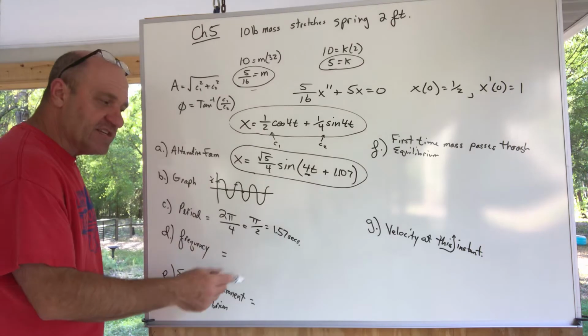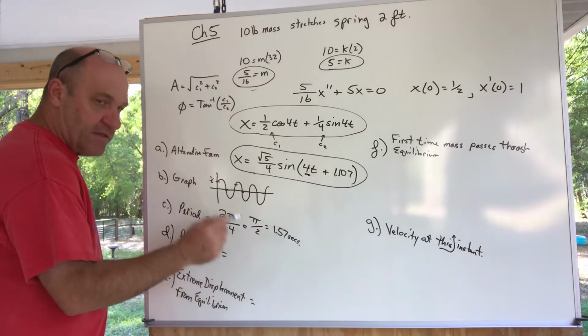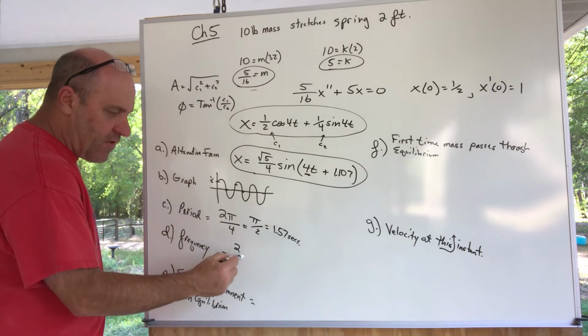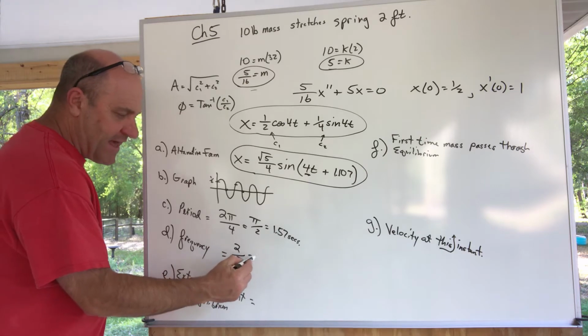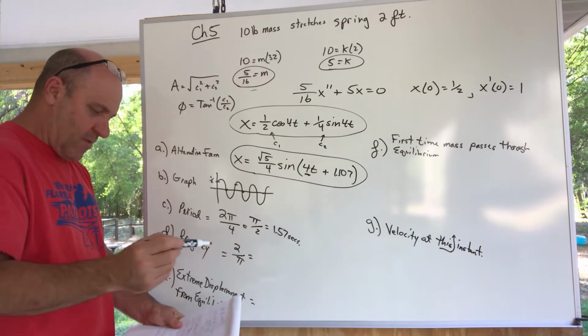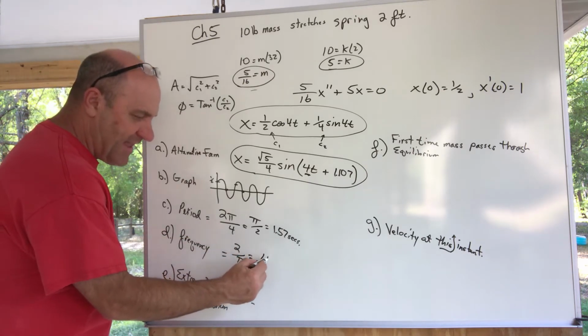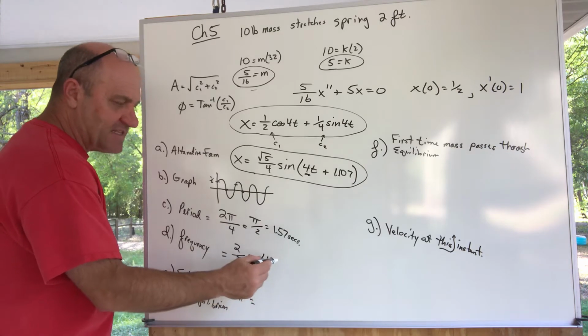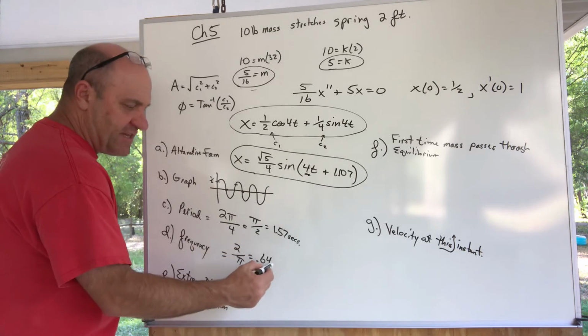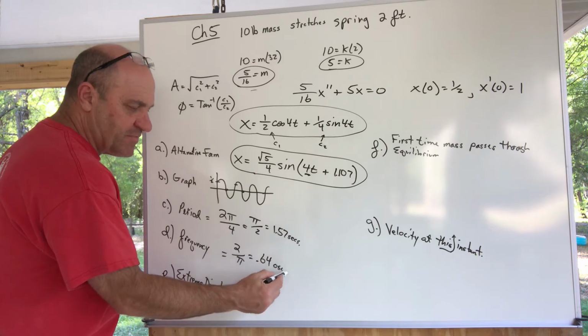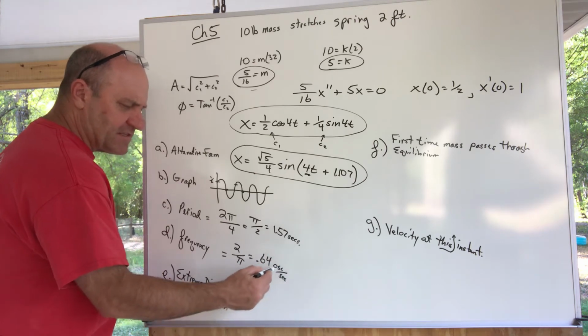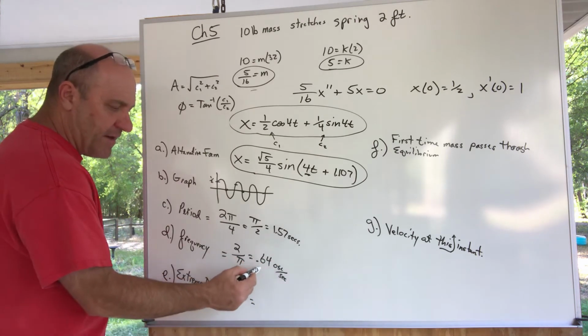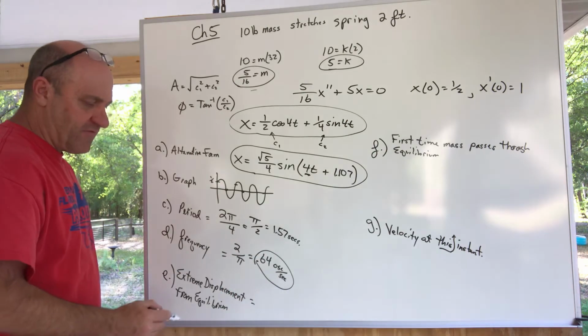The frequency is the reciprocal of the period. So it's 2 over pi, and that is 0.64. That's the reciprocal, so the period was seconds per oscillation, and this is oscillations per second. I think that's also known as hertz. But it's 0.64, that's the frequency.